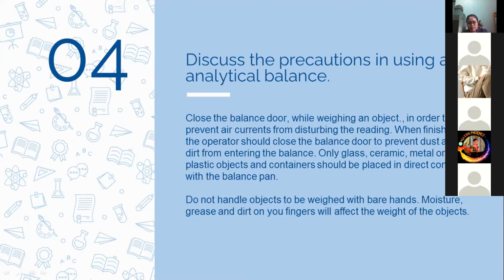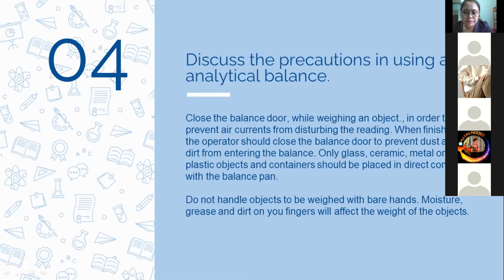Many mistakes happen with the analytical balance because we have not been educated on the proper use of the analytical balance, or it is moved around from area to area. So there are probably many errors here. And only glass, ceramic, metal or plastic objects and containers should be placed in direct contact with the balance pan.